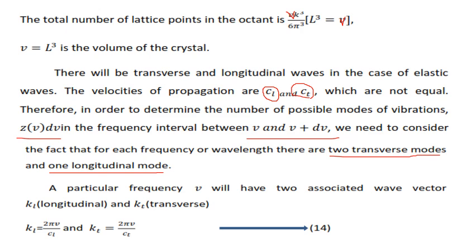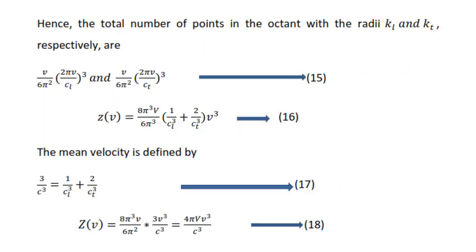For the wave vector, k_L represents the longitudinal and k_T represents the transverse. Then k_L is equal to 2πν by c_L and k_T is equal to 2πν by c_T. Hence the total number of points in the octant with radii k_L and k_T respectively are, with V, V divided by 6π², (2πν/c_L)³, and V divided by 6π², (2πν/c_T)³.